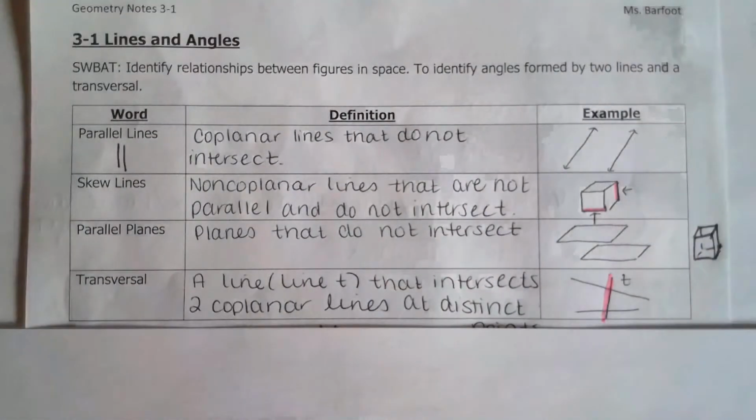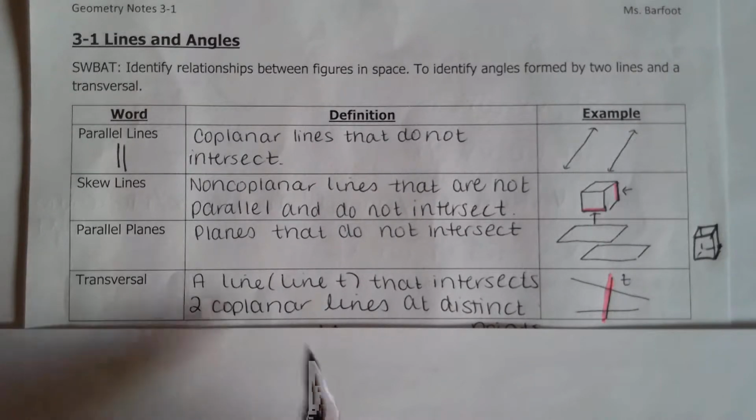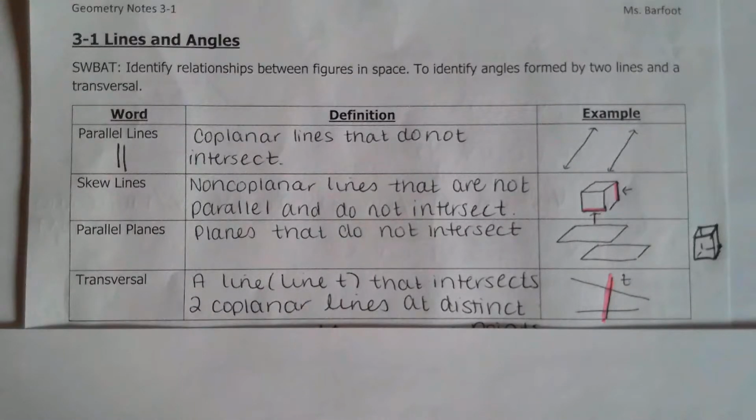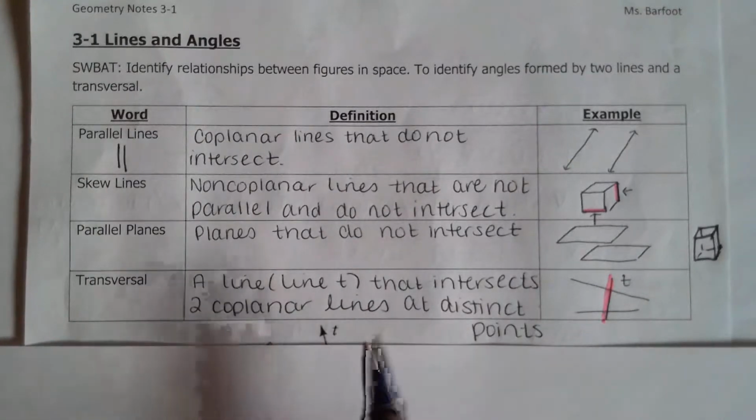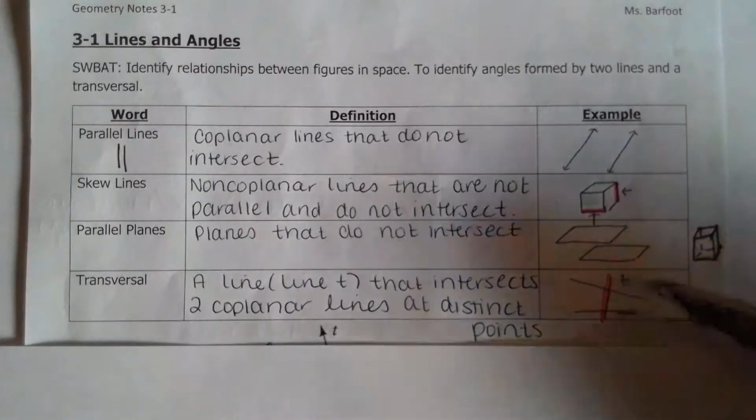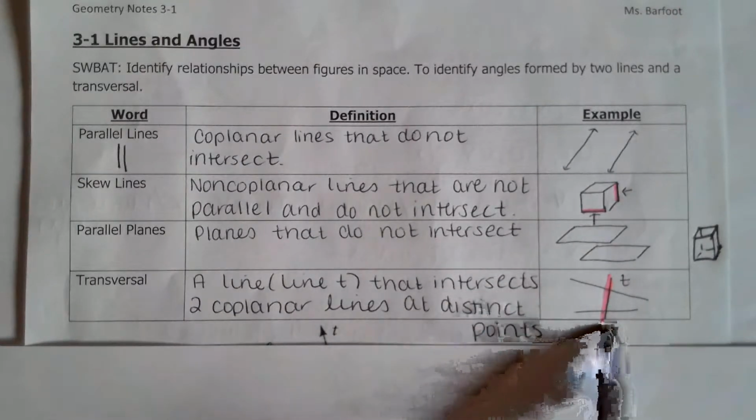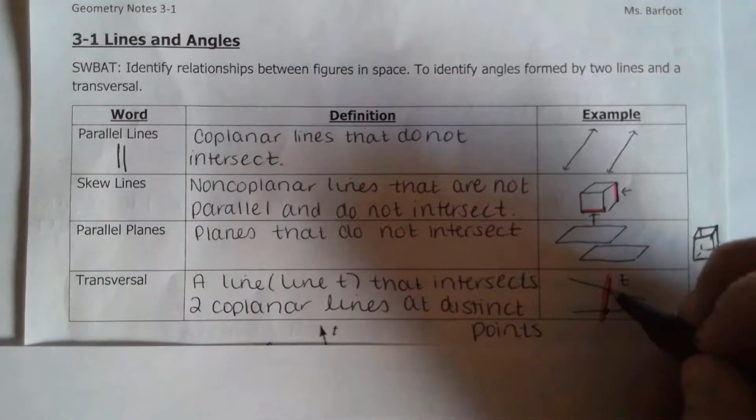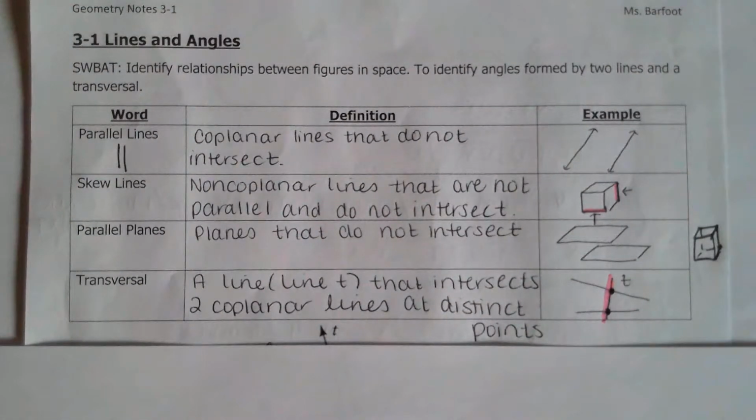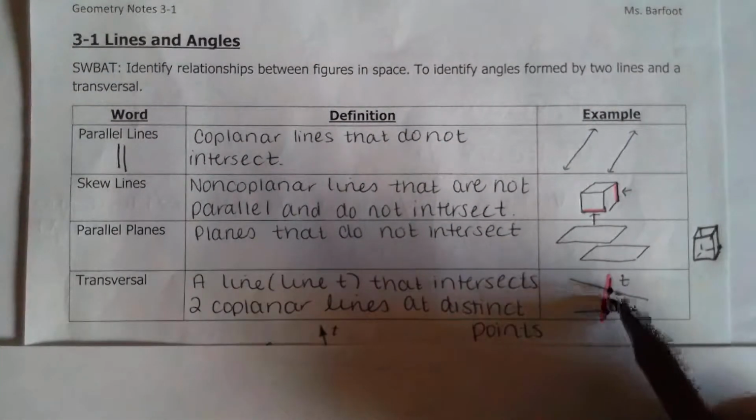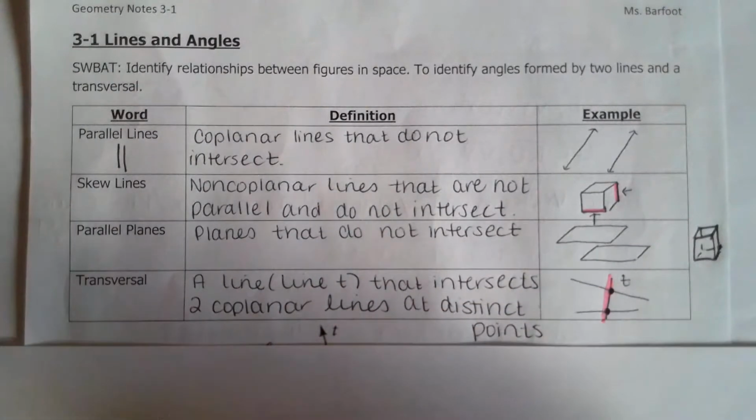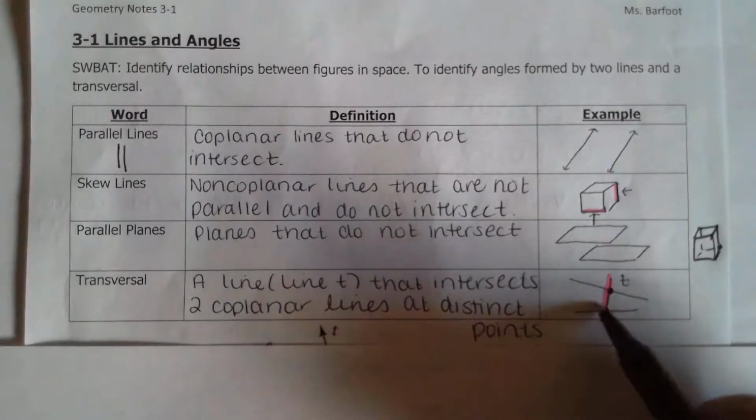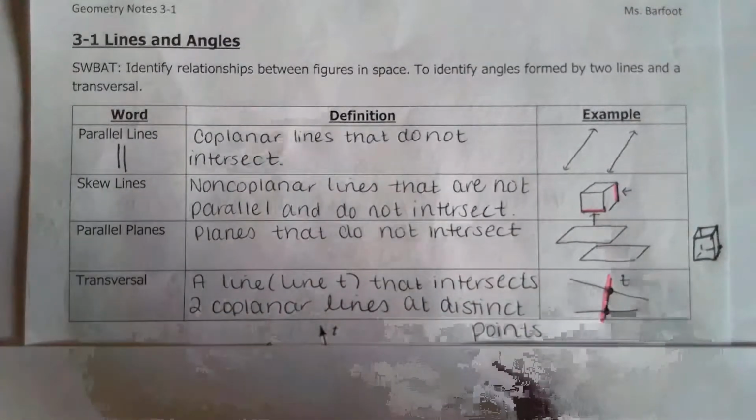Lastly, we have transversal. A transversal is a line, usually named line T, that intersects two coplanar lines at distinct points. Now, distinct means different. So a transversal is this line here that I've highlighted that intersects two coplanar lines at two different points. Now, when this happens, you create these angles around this intersection and angles down here. And we're going to be learning throughout this chapter that there's a relationship between these angles down here and these angles up here.